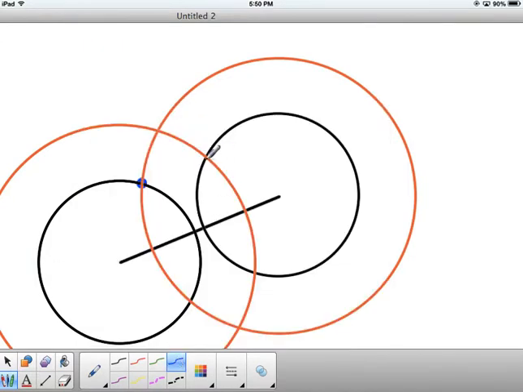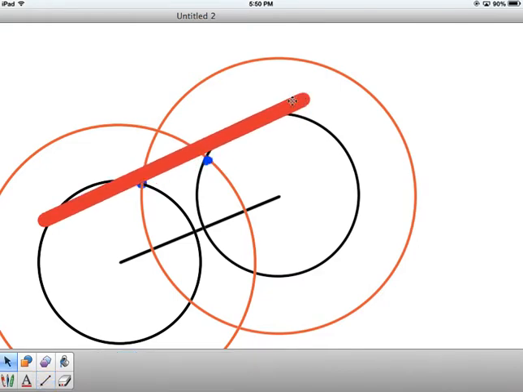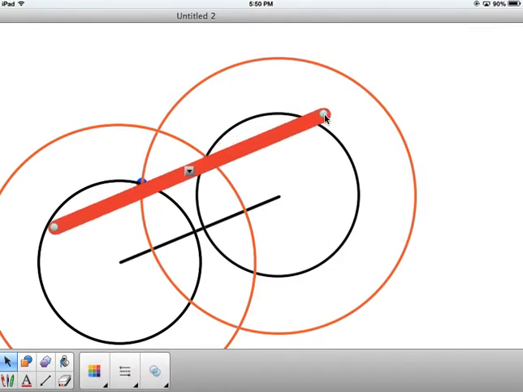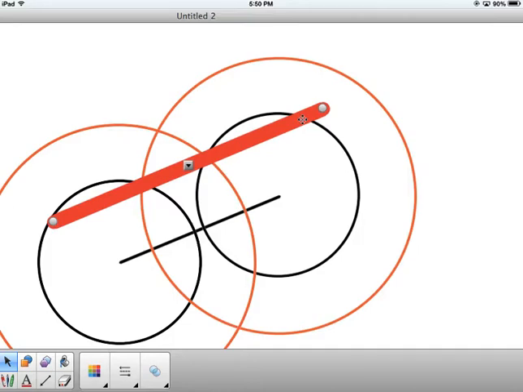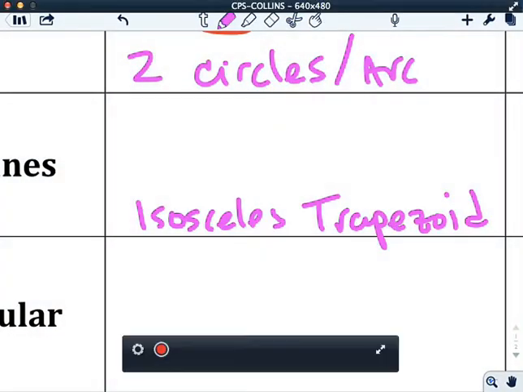So the other intersection would result in the parallel line. So this guy right here. Again, if we can identify clearly what we're trying to do, which is construct parallel lines, it's really just a matter of understanding the points we need and then using the correct technique to get those points.